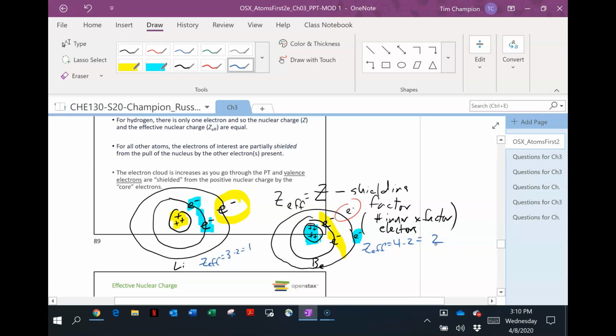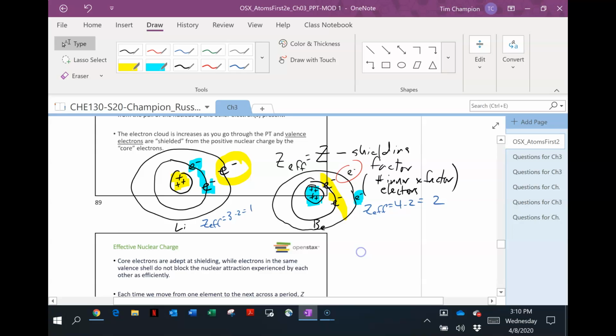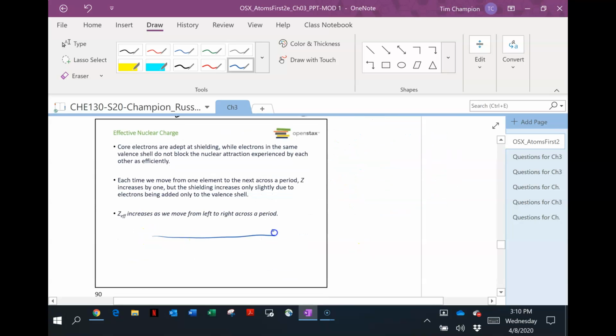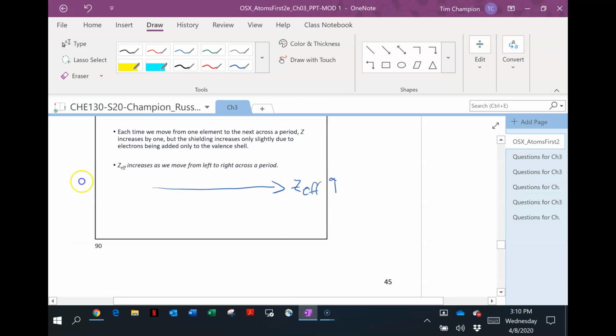So the Z effective goes up as we go across the periodic table. And again, my example is an extreme level of effectiveness, but the trend basically is that as you go across the periodic table that way, Z effective goes up, which means the electrons are experiencing stronger attraction back to the nucleus.